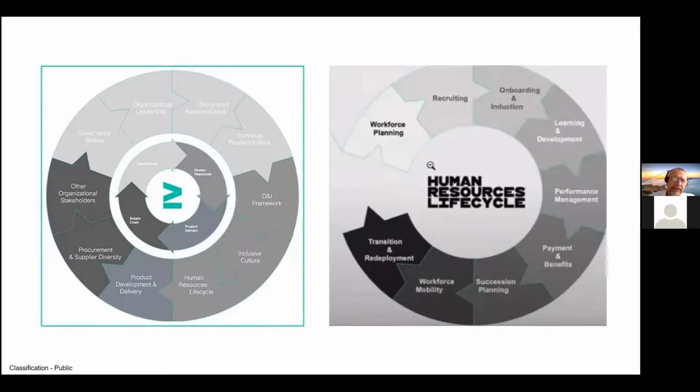But effectively, this model explains the structure of 30415. At the bottom left of the circle on the left, you can see human resources life cycle, and that is further divided in the right-hand side circle, because within the standard, the human resources life cycle is further broken down into these areas, starting off with workforce planning, working all the way around to transition and redeployment. So the sort of getting in, getting on, and getting out of an organization.